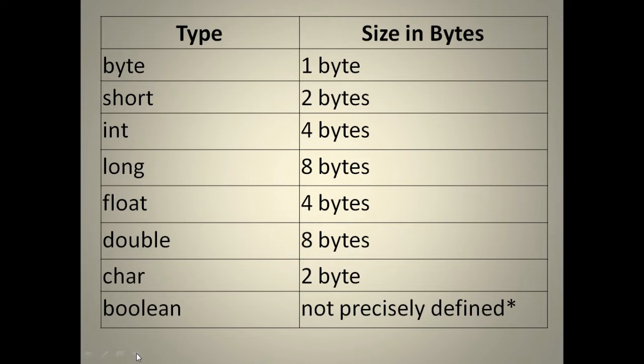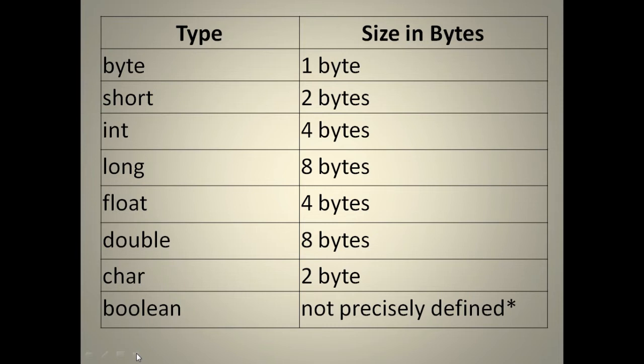Byte occupies 1 byte, that's why the name is byte only. Short 2 bytes, int 4 bytes, long 8 bytes, float 4 bytes, double 8 bytes, char 2 bytes. Boolean is not precisely defined, it is 0 or 1, so it can be a bit, not in bytes. So these are the 8 primitive data types and their sizes in bytes. It's very important, you need to remember this.